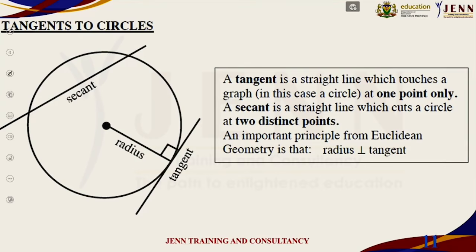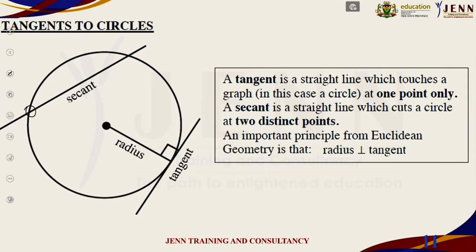In this case, our graph will be the circle. So where does it touch a circle? It touches a circle at 1 point only. Then a secant. What is a secant? It is a straight line which cuts a circle at 2 distinct points.